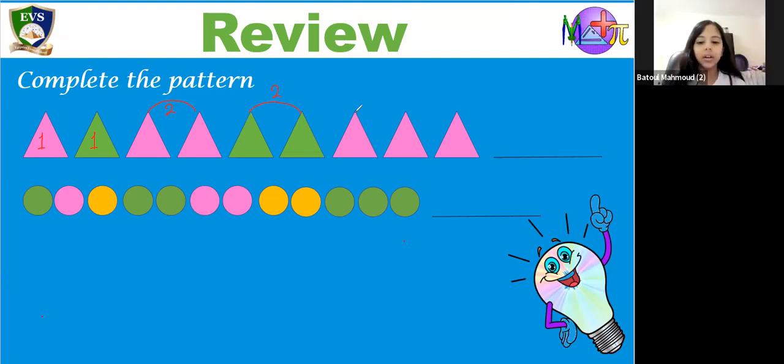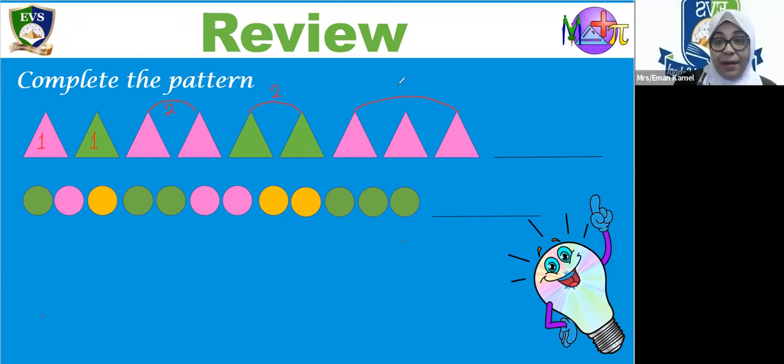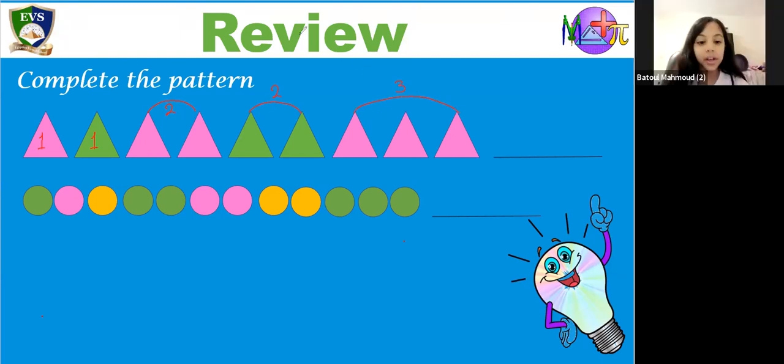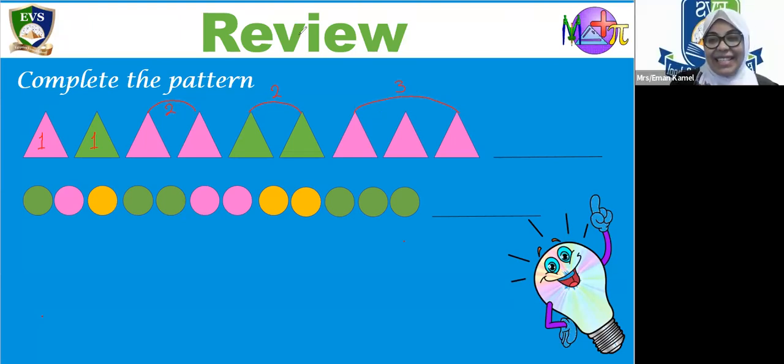Continue. Three pink triangles. And what's next? It's three green triangles. Excellent, girl. Thank you so much. It's the right answer. Thank you, Batul. Super, girl. So the next is three green triangles.